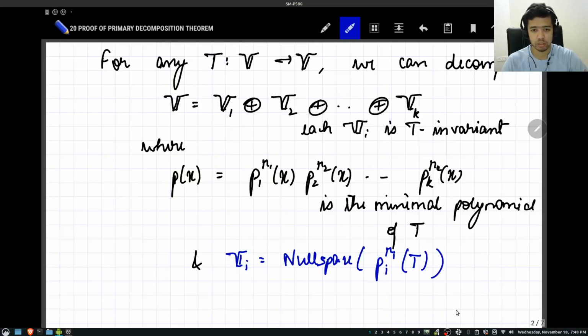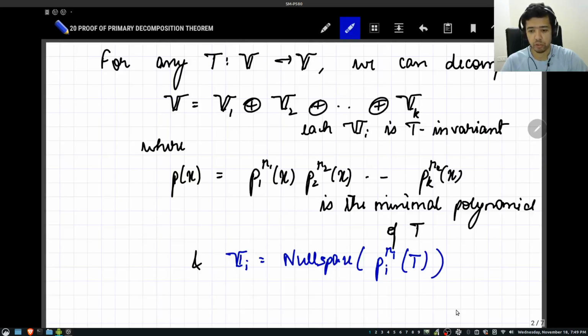So V could be Rn or Cn or in general any Fn, we can decompose the vector space into a direct sum of k subspaces, where each subspace is T invariant, and each subspace has a special property. It's not any arbitrary subspace, but it's a null space of pi raised to ri of T, where the minimal polynomial of T, p of x, can be written as p1 raised to r1 times p2 raised to r2 all the way up to pk raised to rk.